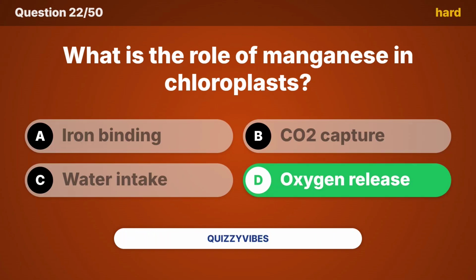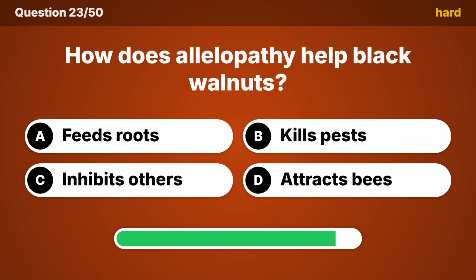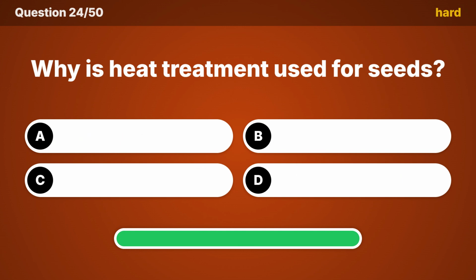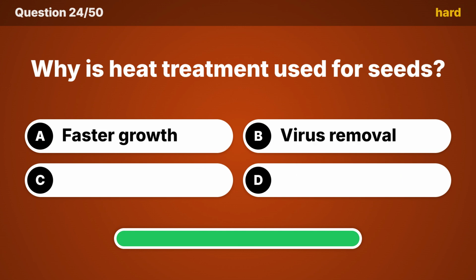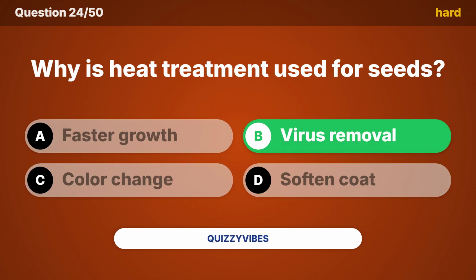And the answer is oxygen release. How does allelopathy help black walnuts? Answer, inhibits others. Why is heat treatment used for seeds? Did you guess it? The answer is virus removal.